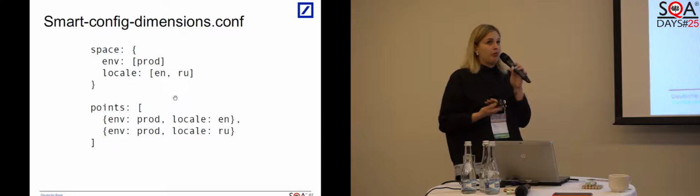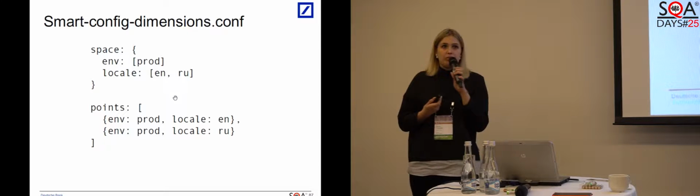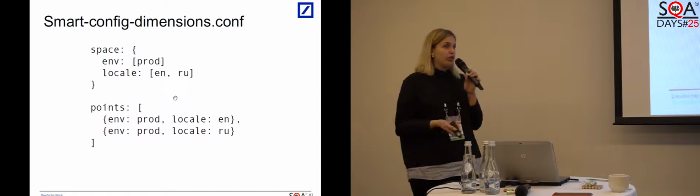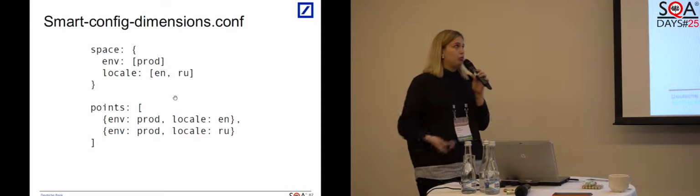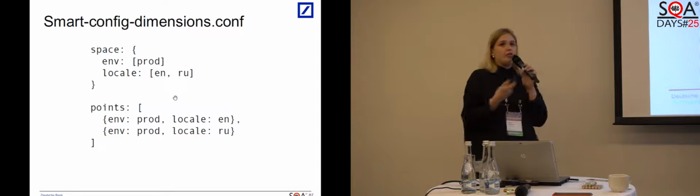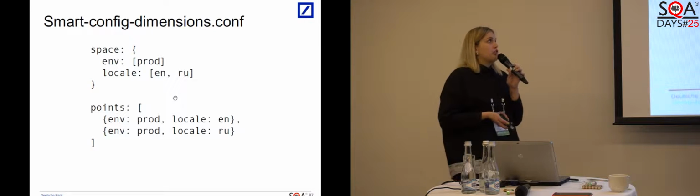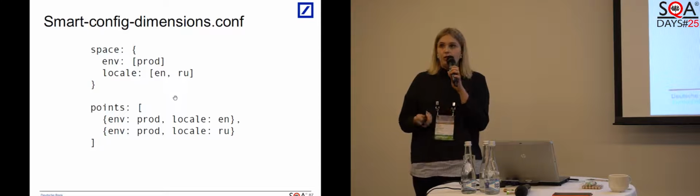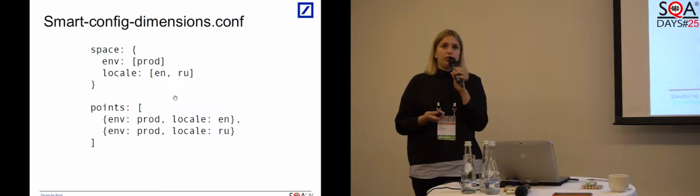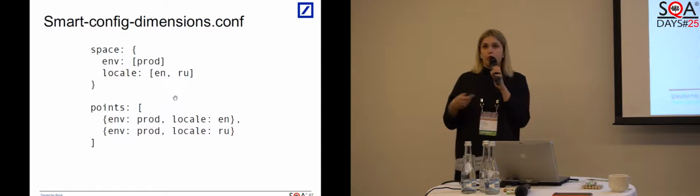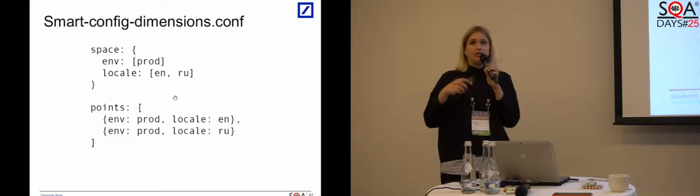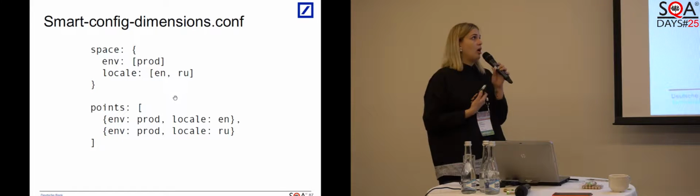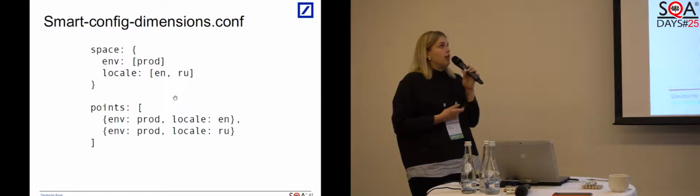Two main notions here: space and points. In space, you describe all possible environments, prod in our case, because we know only the prod SQA codes, but in reality it can be test, UAT, and whatever you have in your project. And localities, namely English or Russian. In reality, there might be more spaces. For example, in our project, we have such a space as zone. It can be internal or external, if an application can be launched only inside of the banking system or externally as well.